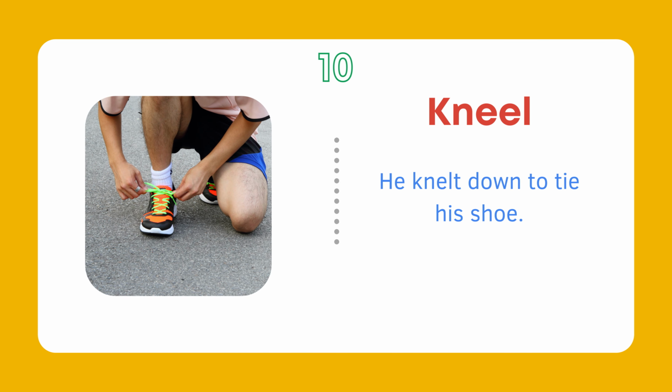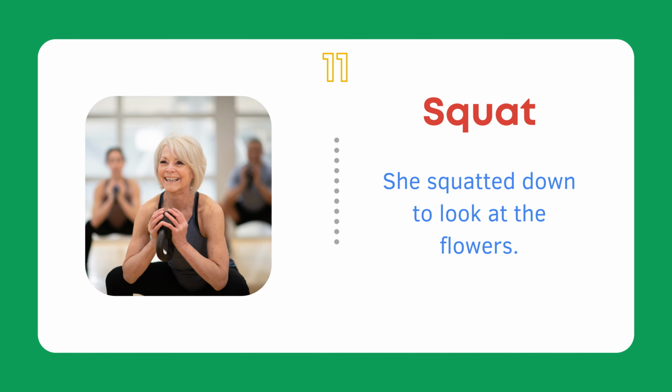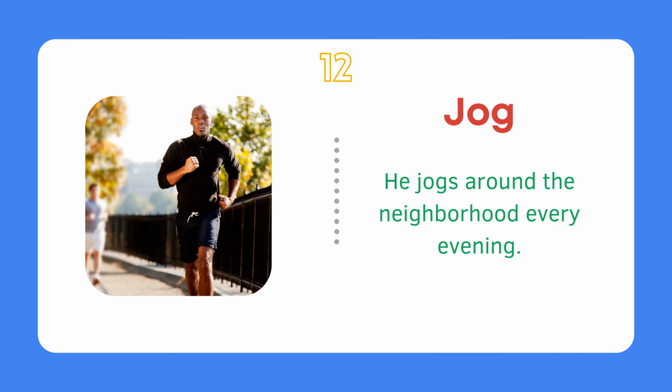Kneel. He knelt down to tie his shoe. He knelt down to tie his shoe. Squat. She squatted down to look at the flowers. She squatted down to look at the flowers. Jog. He jogs around the neighborhood every evening. He jogs around the neighborhood every evening.